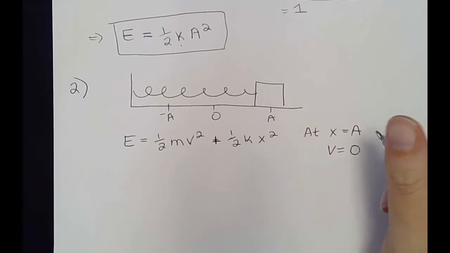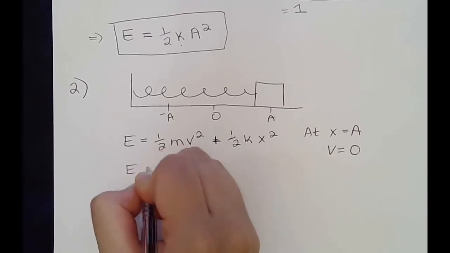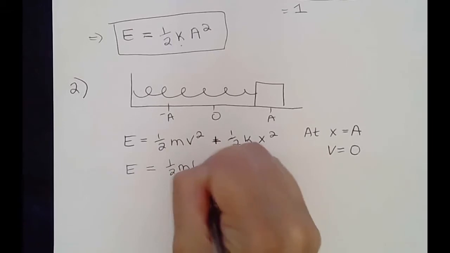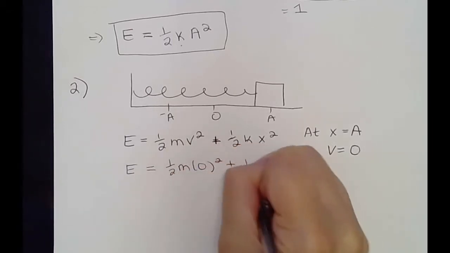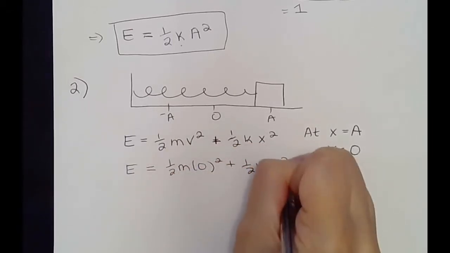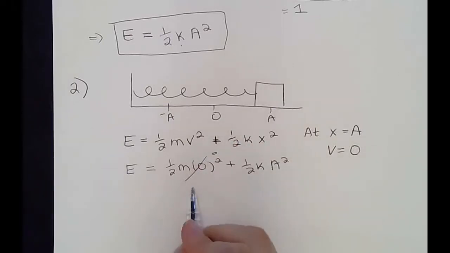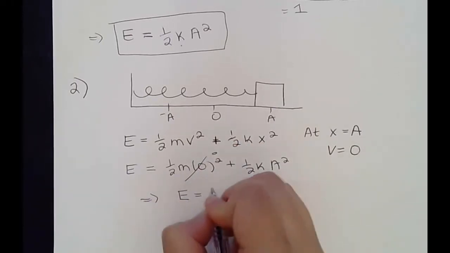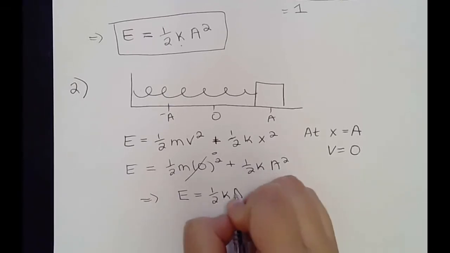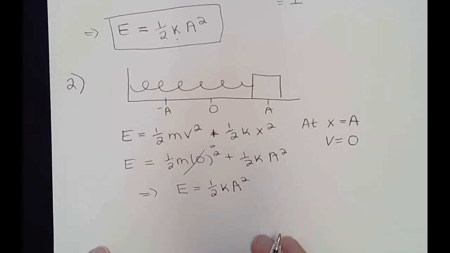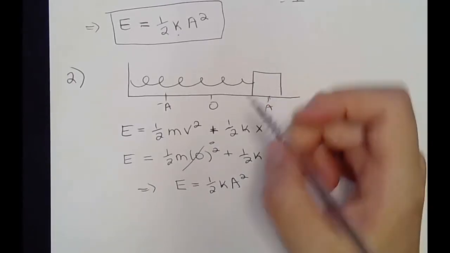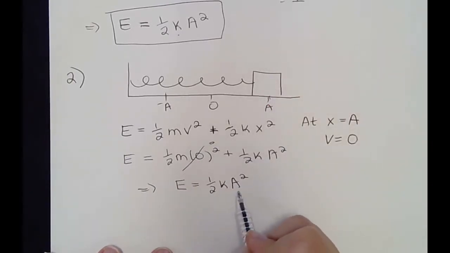So let's plug those in. We'll get E equals 1/2 m 0 squared plus 1/2 ka squared. And so of course that first term is 0, and we get E equals 1/2 ka squared. So we've found the energy at this point, and the total energy at x equals a is 1/2 ka squared.